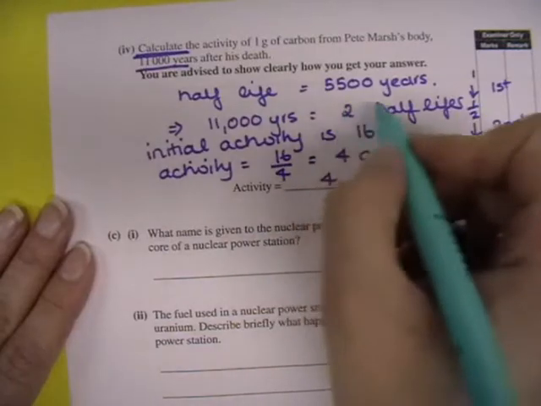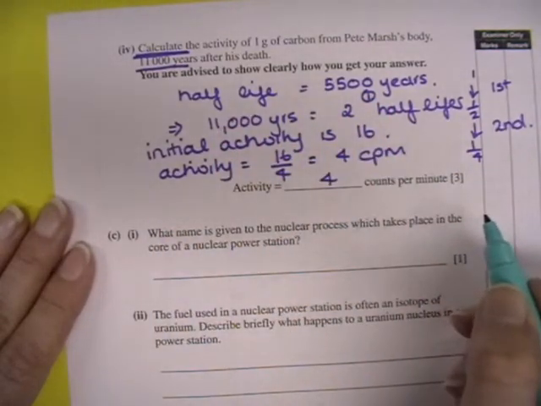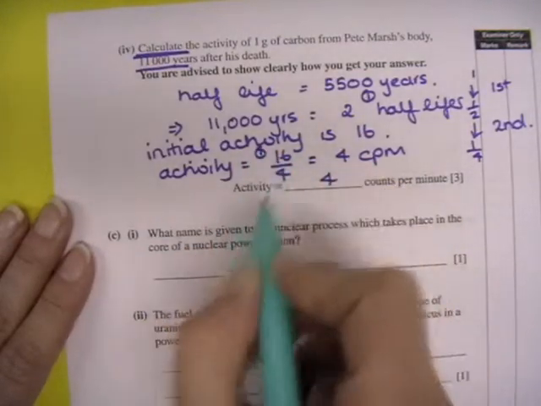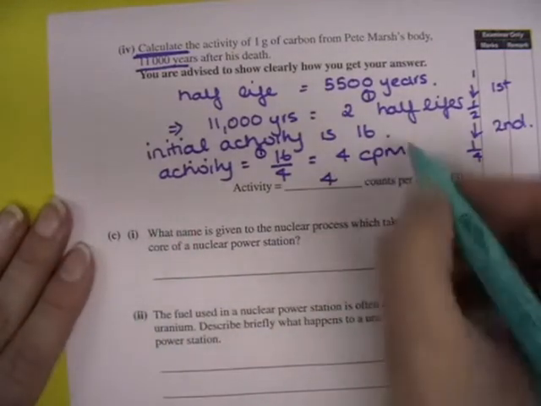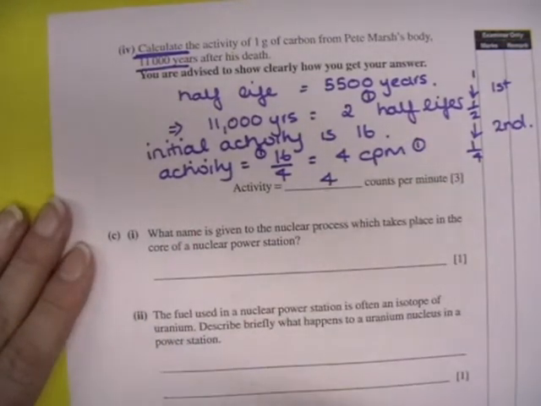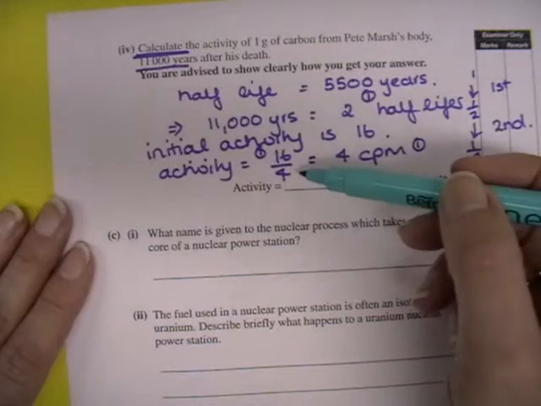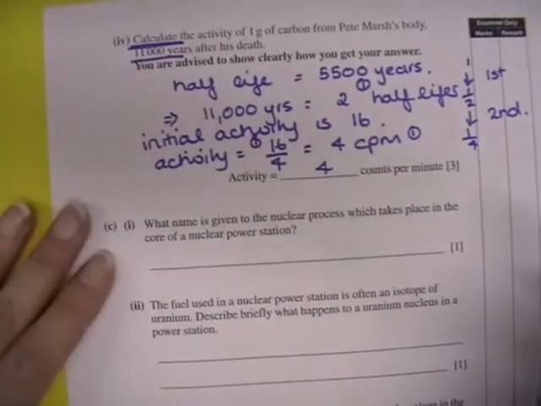The recognition of this point where 11,000 years is equivalent to 2 half-lives would get you a mark. Then calculating out that the initial activity is 16 and it goes down to a quarter of its original value would get the second mark, and then the final answer for the third mark. So 3 marks there. 1 for recognising that it's 2 half-lives, the second mark for realising that it's a quarter of its original activity, and the third mark for working out that quarter of the original activity.